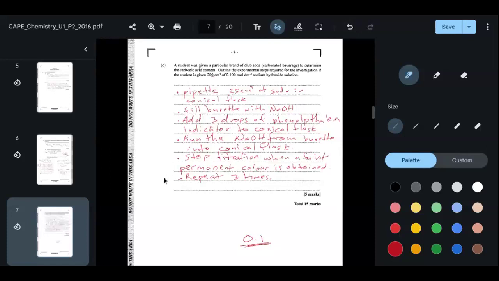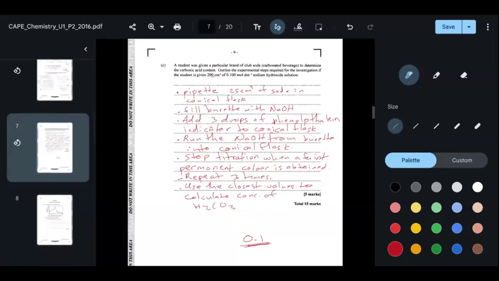Alright. And then use the closest values to calculate the concentration of carbonic acid. So for the procedure, it's just a titration. We have to pipette, fill the burette, use an indicator, and then conduct the titration, stop it at the color change, and repeat the experiment a couple of times. All right.